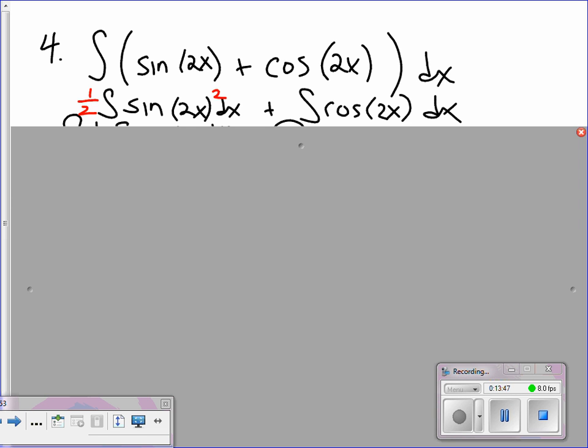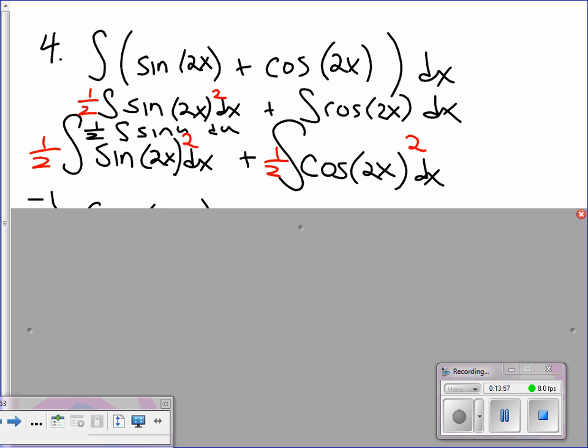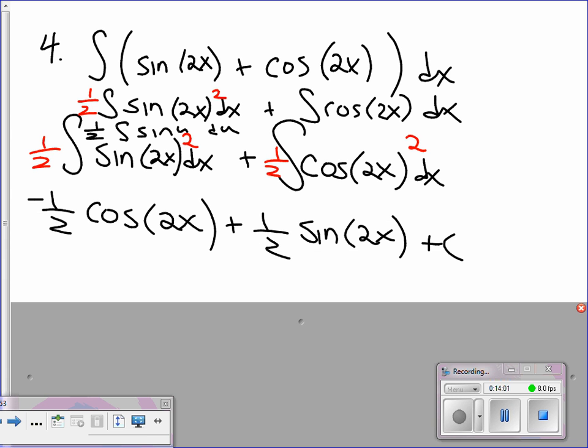Yep, yep. Now, if you got that one, there was only one choice that had negative 1/2 cosine of 2x for the first term, which was nice. You didn't have to go to the second term. You could have integrated the second term too. Yep.